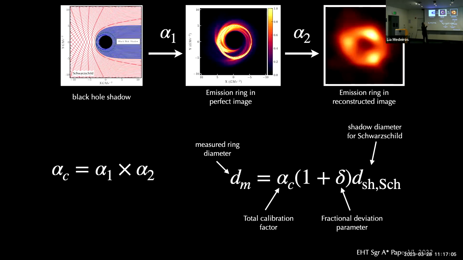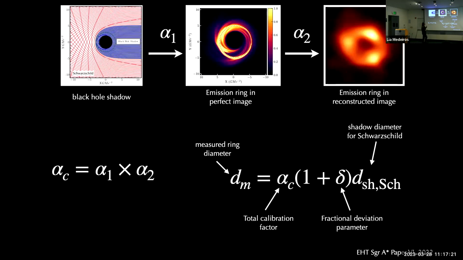What's kind of important to keep in mind here is that the way that we do this is with feature extraction algorithms that we apply to both the GRMHD simulations and the actual real image. So it's the exact same algorithm applied to both of them. And that is what gives us the width and the diameter of the ring.